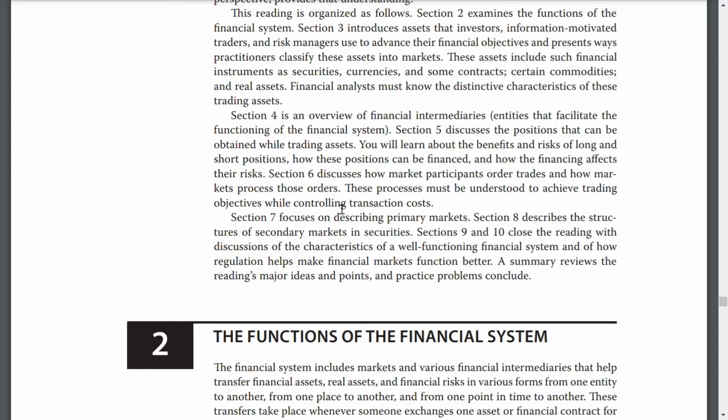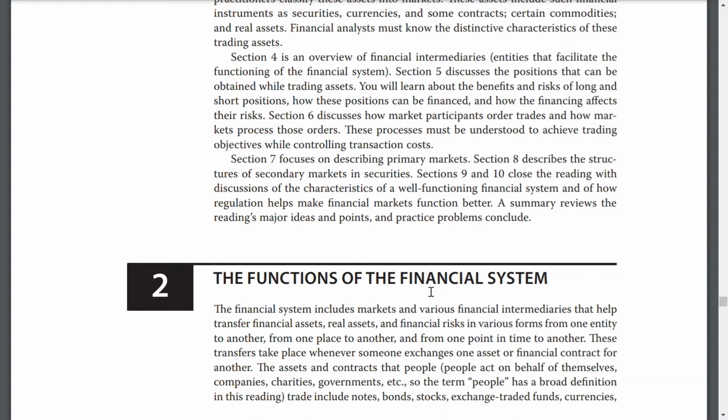Section 7 focuses on describing primary markets. Section 8 describes structures of secondary markets and securities. Sections 9 and 10 close the reading with discussions of the characteristics of a well-functioning financial system. Okay.